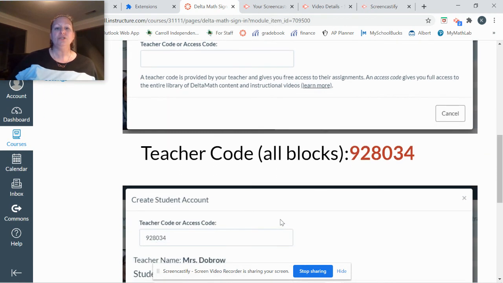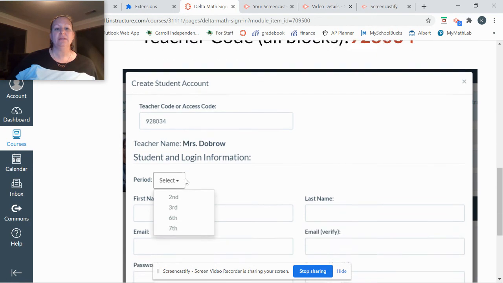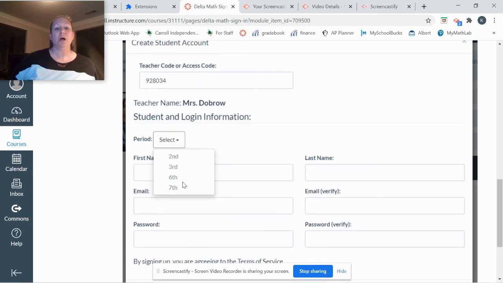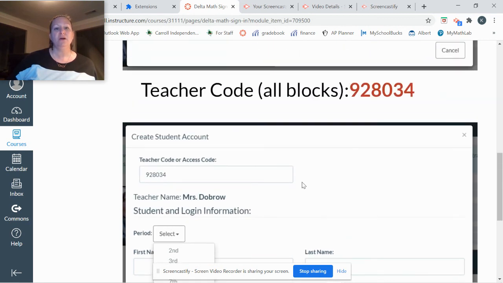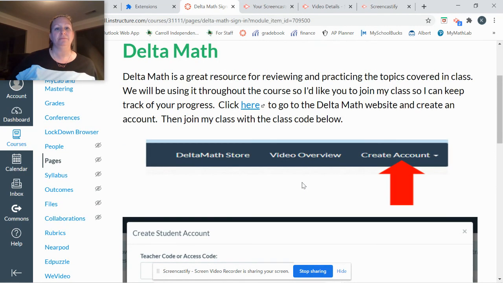Once you enter your teacher access code, you're going to select which block you are. Please put yourself in the right block. Y'all are in 7th block. If you put yourself in 2nd, 3rd, or 6th, then you're going to be doing BC material, and you don't want to do that. So 7th block, and then type in your name, your email, use your school email, a password, and then create account. Pause the video and go sign in to Delta Math.